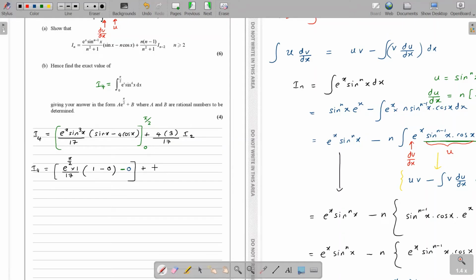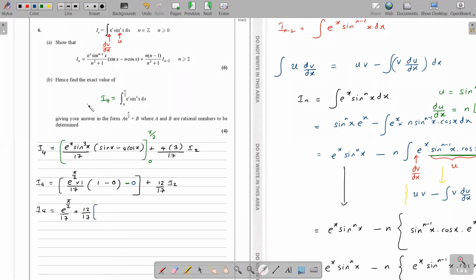Then in here we get 4 times 3, 12 over 17, 12 over 17 times I2. Shall we go ahead with I2 now? This is e to the power pi over 2 divided by 17 plus 12 over 17 I2. How do we go with I2?